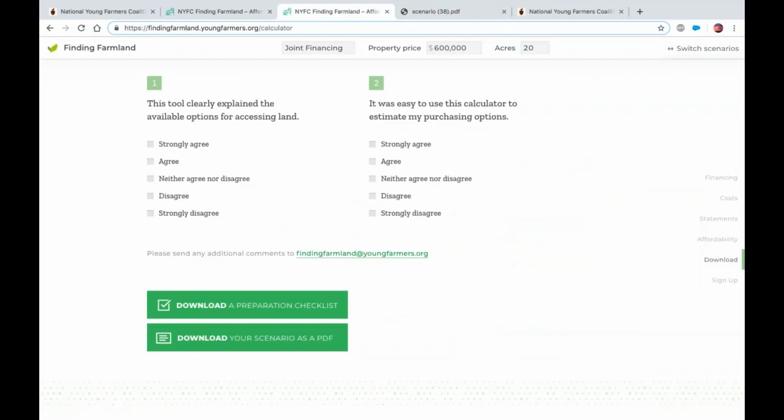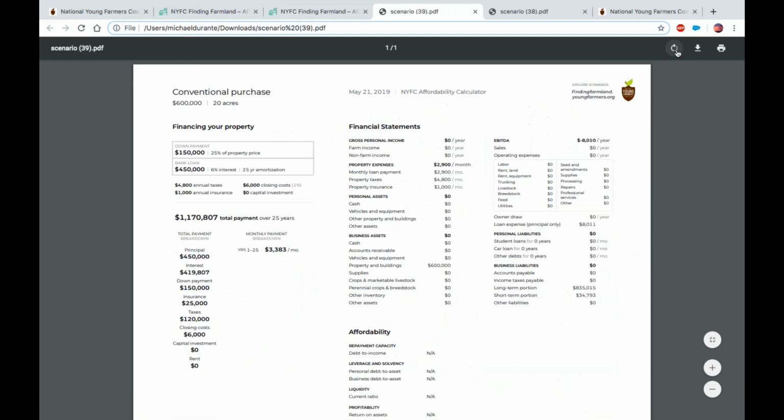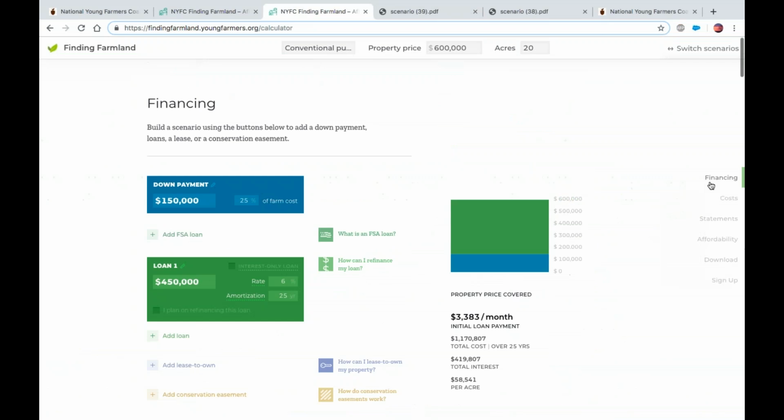Another thing to note with those downloads, so we're in the joint financing, I downloaded that one. You would need to switch your scenario in order to download all of them if you're looking at multiple scenarios. So that's the calculator. Again, you can find it at findingfarmland.org.